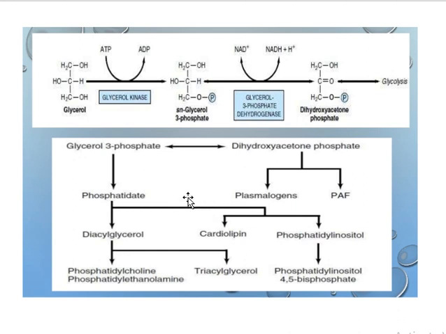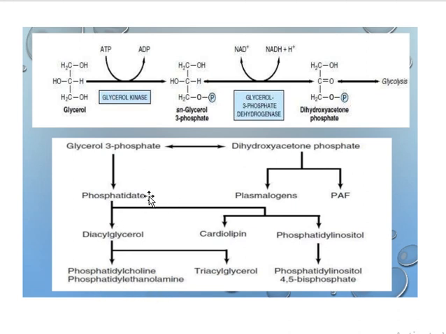This diagram shows that glycerol 3-phosphate and dihydroxyacetone phosphate are interconvertible molecules, and from the glycerol 3-phosphate, phosphatidic acid is synthesized. From this phosphatidic acid, or phosphatidate, glycerol is formed, diacylglycerol is synthesized, and then this diacylglycerol is converted to triacylglycerol, phosphatidylcholine and phosphatidylethanolamine.